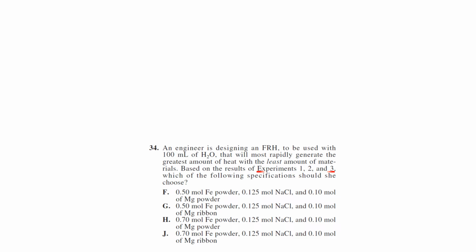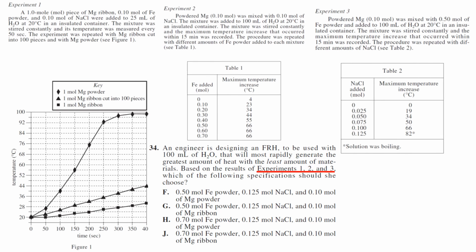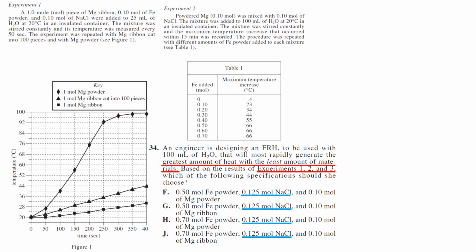Number 34, we're looking at experiments 1, 2, and 3. An engineer is designing an FRH to be used with 100 milliliters of H2O that will most rapidly generate the greatest amount of heat with the least amount of materials. We want more heat, less materials. Which of the following specifications should she choose? So I'm going to start by looking at the 0.125 moles of NaCl. That's the same for all of them. Experiment 3, so we're not even going to look at experiment 3.